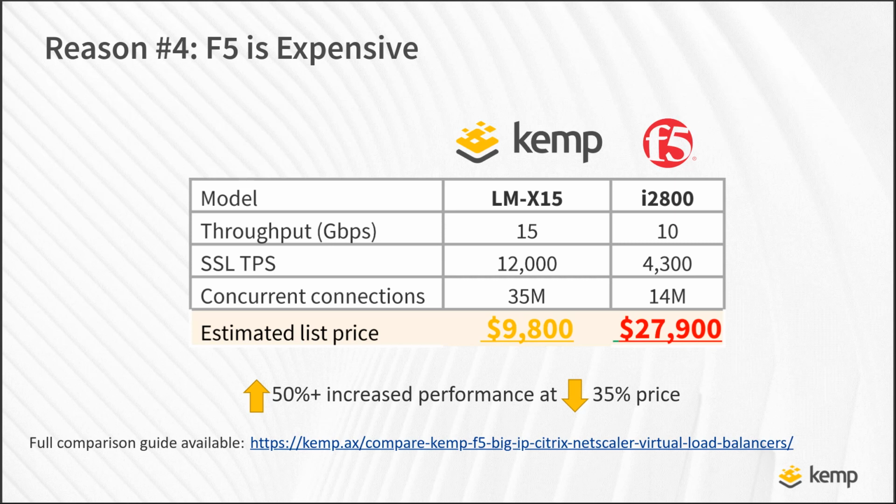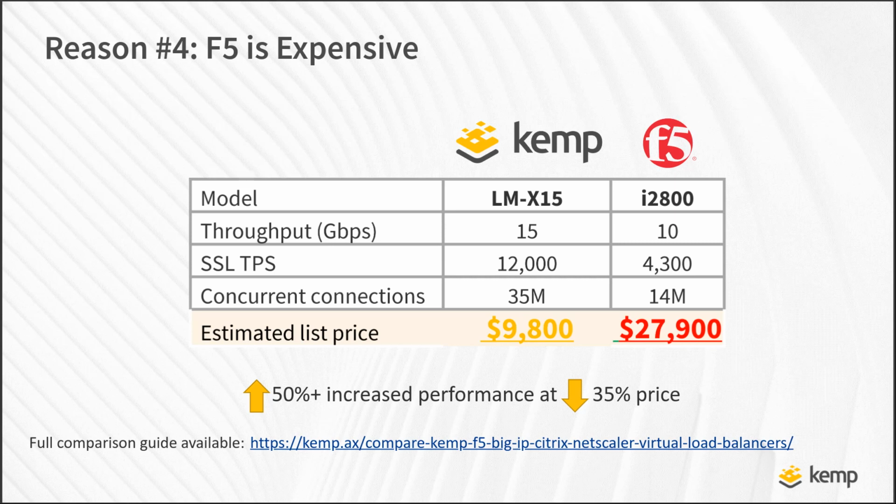So here's an example, and I'm using Kemp because I work at Kemp as my comparison. In Kemp, we have a Loadmaster. That's the product name for our load balancer, the Loadmaster X15, and I'm comparing it to the F5 i2800. Throughput 15 gigabits per second versus 10 gigabits per second. These are both hardware appliances. These are both what I call pizza box form factors. In terms of SSL throughput, 12,000 transactions per second versus about 4,300 transactions per second.